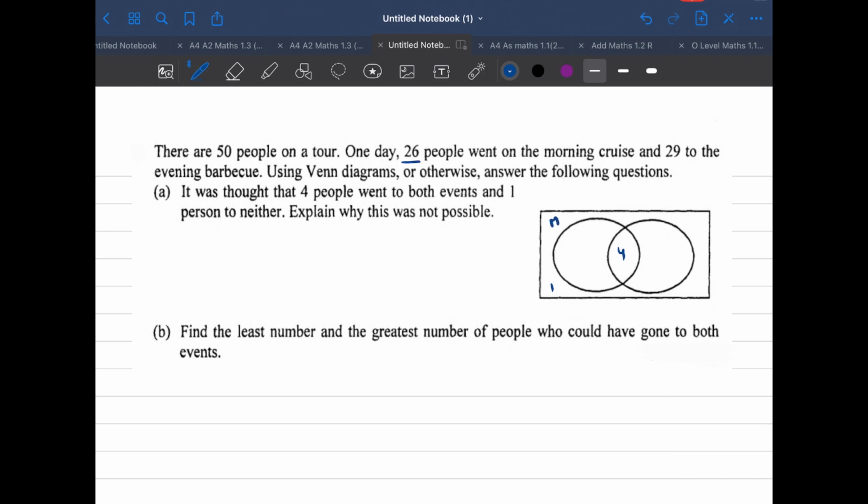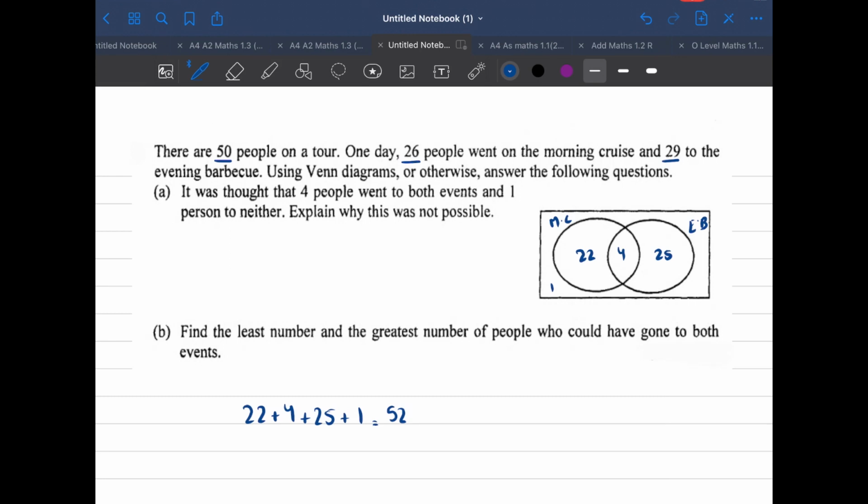Total on the morning cruise, how many people went? 26. So let's write morning cruise here, evening barbecue here. 26 minus 4 will give us 22. And total on the evening barbecue, how many people went? 29. What's 29 minus 4? 25. If I add this, 22 plus 4 plus 25 plus 1, it adds up to what, guys? 52. But the question says how many people were there on the tour? 50.